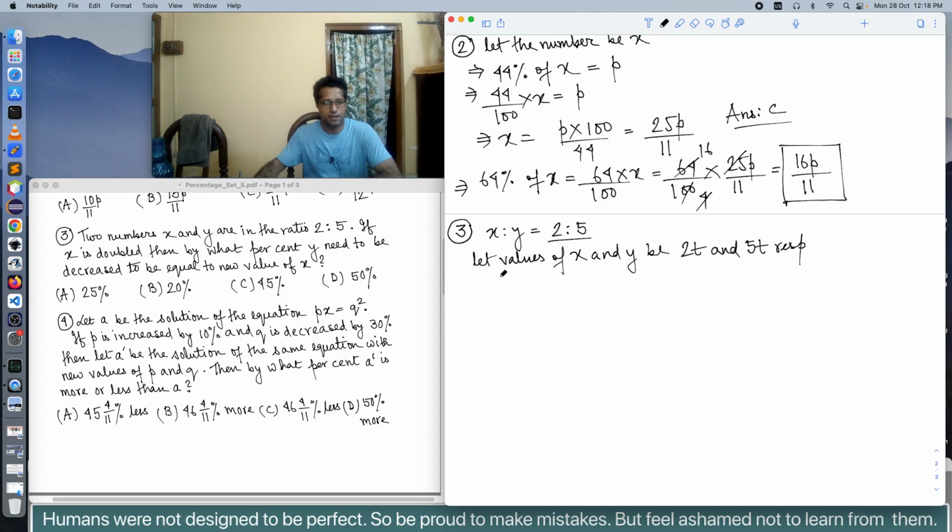Now it is said that X is doubled. So new value of X is equal to 2 into 2t, which is equal to 4t. Okay. Now it is asking by what percent Y needs to be decreased to be equal to the new value of X.